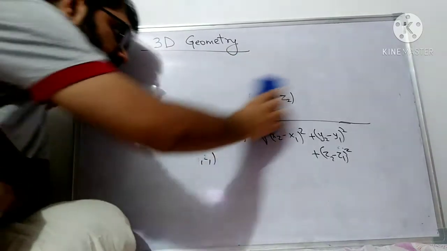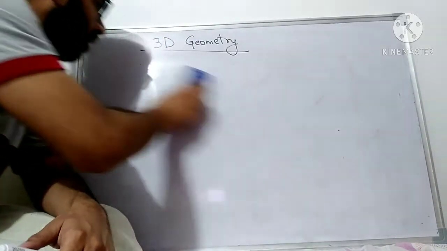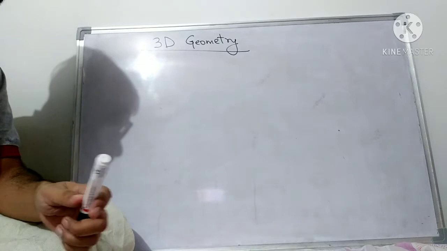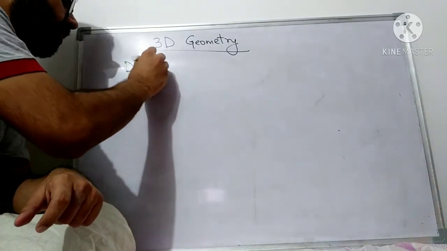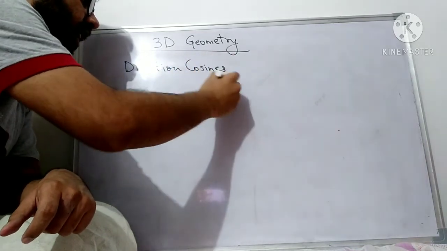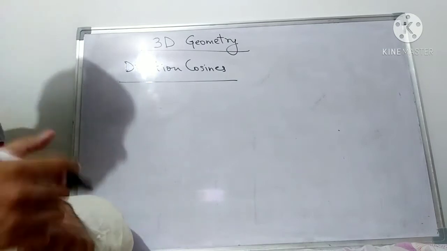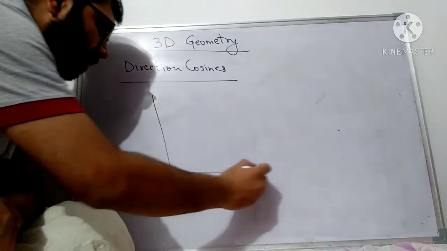Now we must understand two terms which are important for understanding three-dimensional geometry. One is direction cosines, and the other is direction ratios. First of all we will focus on direction cosines. What do you mean by direction cosines?